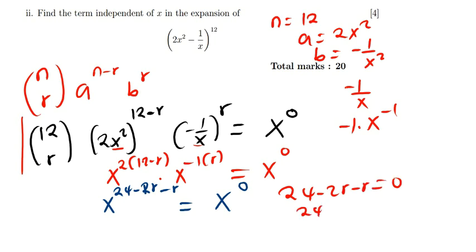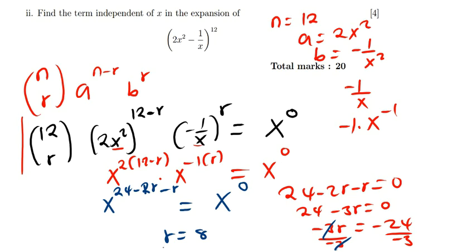So it will be 24 minus 3r is equal to 0. Then I'll shift 24 to the other side. So I have negative 3r is equal to negative 24. Divide both sides by negative 3, both sides by negative 3. So these two will cancel, meaning my r is now equal to, negative and negative will cancel, 3 into 24 is 8. Now that I have found my r, I need to go back and find my term independent of x. Okay, so I'll get rid of this now.